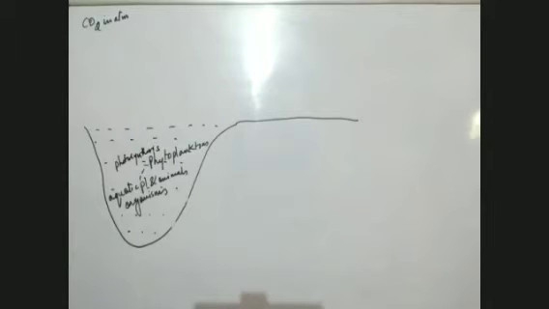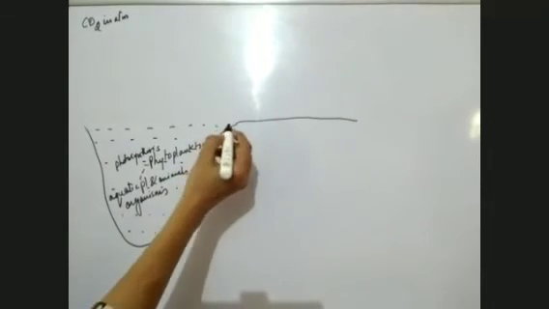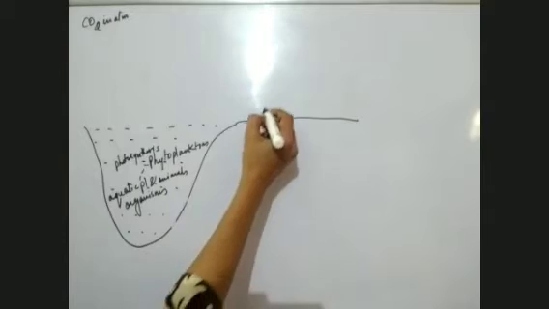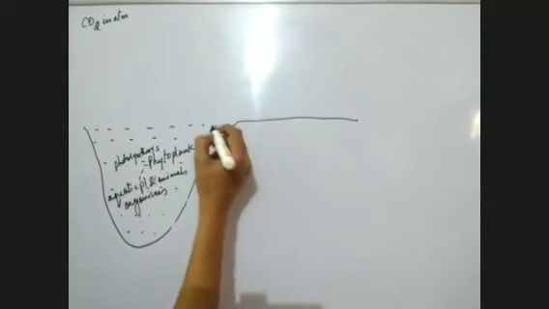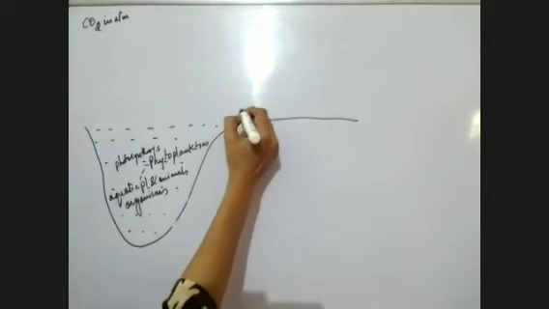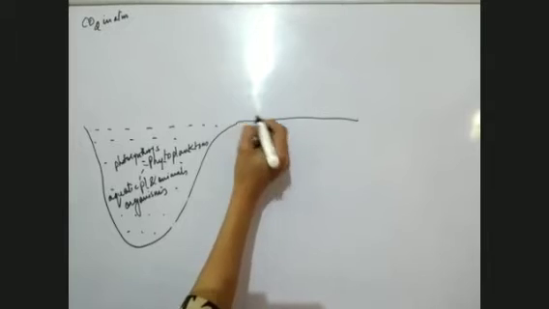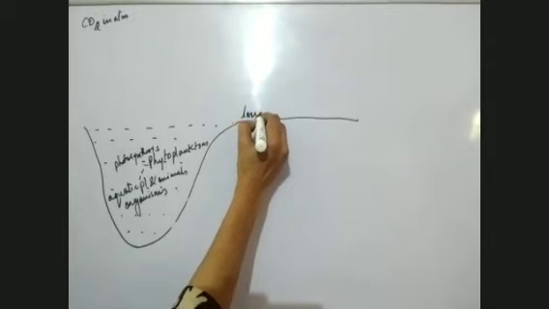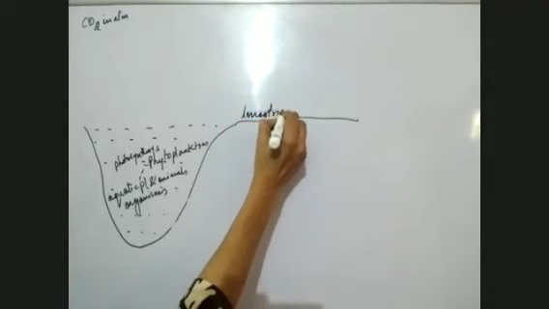Now, besides this, we have the plants on the land. See, the land plant, this is the terrestrial habitat.